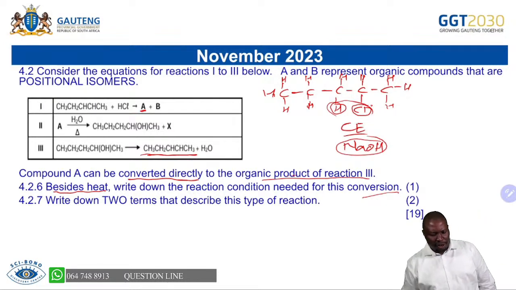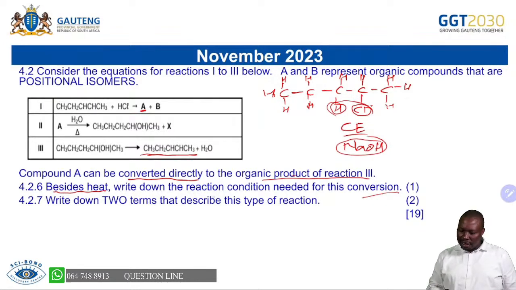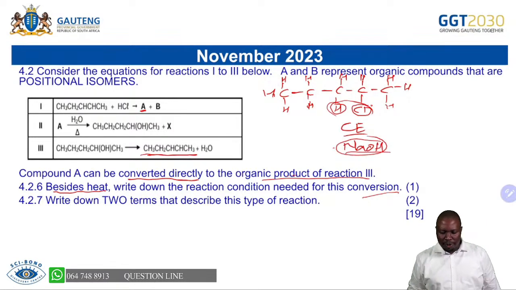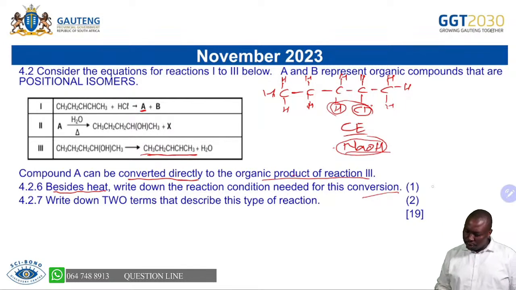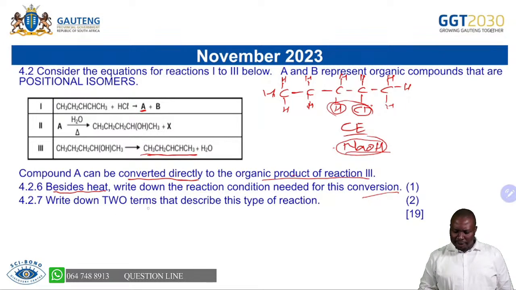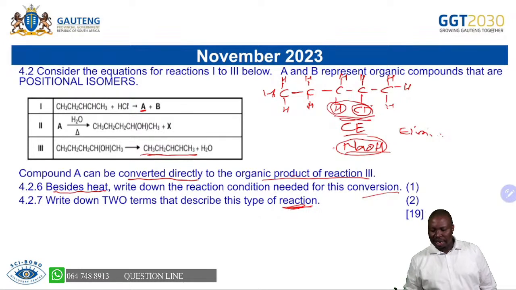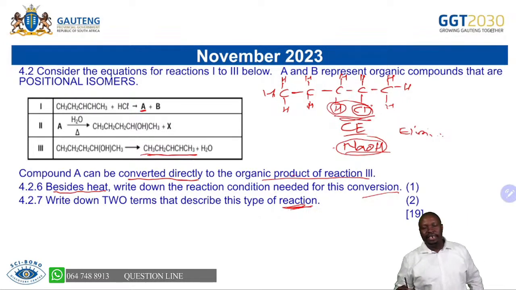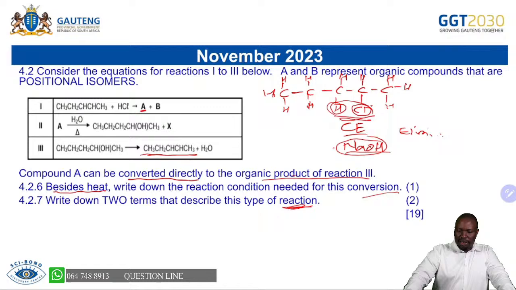dehydrohalogenation reaction. So you have to say that the reaction condition is that we must use concentrated sodium hydroxide and we must use heat, but this one we needed only one. Write 2 terms that describe this type of reaction. So this type of reaction, it is elimination. What type of elimination? Dehydrohalogenation, because we're removing that. And you got your 19 marks in 2023.